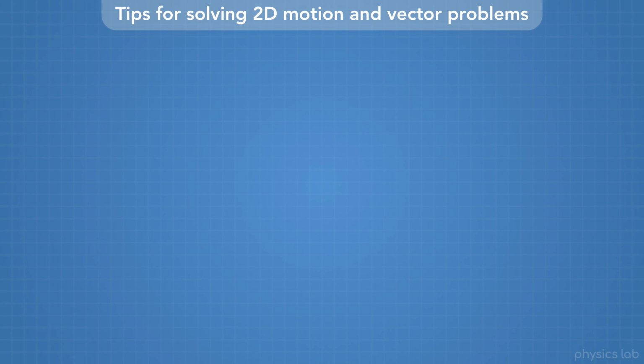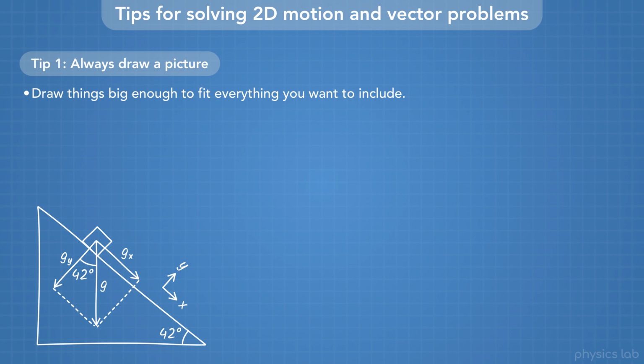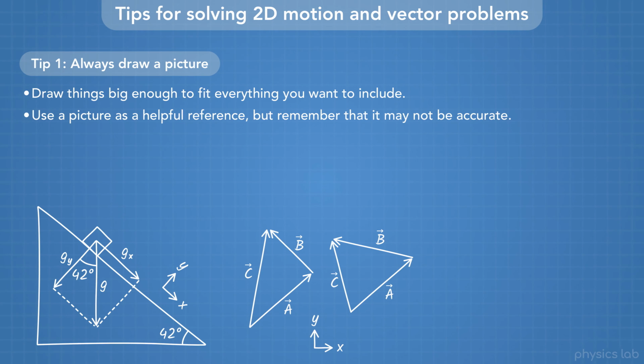Now let's cover some tips for solving these types of problems. Tip number 1, always draw a picture. You should always draw a picture at the start of a physics problem, but it's especially helpful and sometimes necessary for 2D motion and vectors. Draw things big enough to fit everything that you want to include. Use a picture as a helpful reference, but remember that it may not be accurate. Unless you use a ruler and a protractor, your vectors and angles probably won't be accurate.